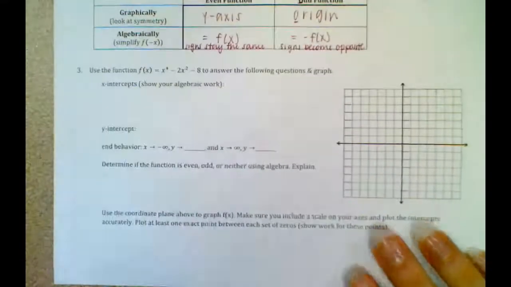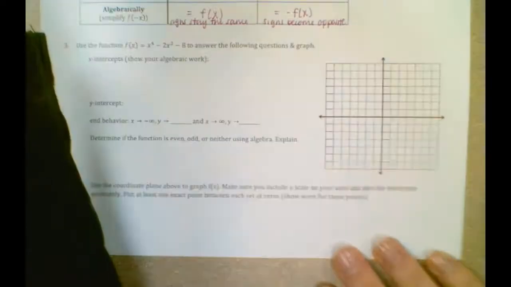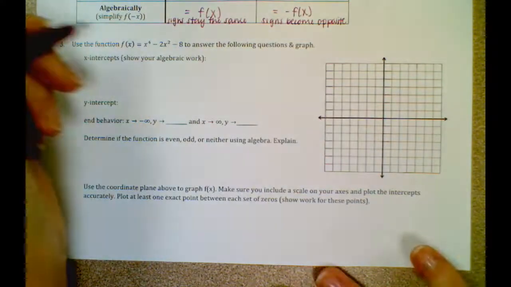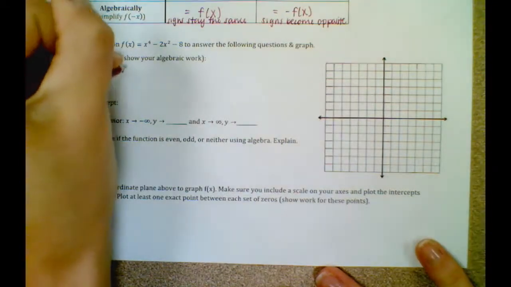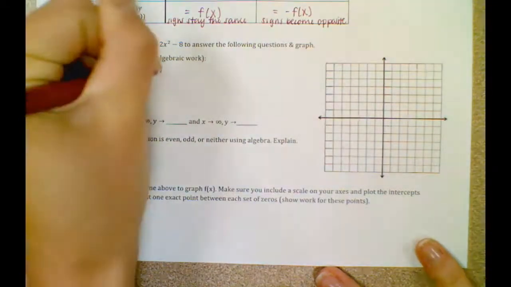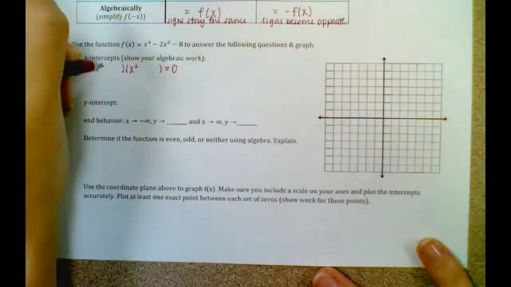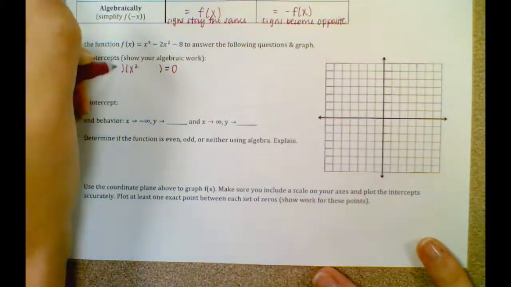It says, use the function x to the fourth minus 2x squared minus 8 to answer the following questions and graph. So x-intercepts, I want you guys to show your algebraic work here. Notice when you have x to the fourth, that's really just x squared times x squared. Because we have a trinomial here and no GCF, we can go straight into setting up our two sets of parentheses, right? Factors of 8 that add or subtract to get 2 would be 4 and 2.